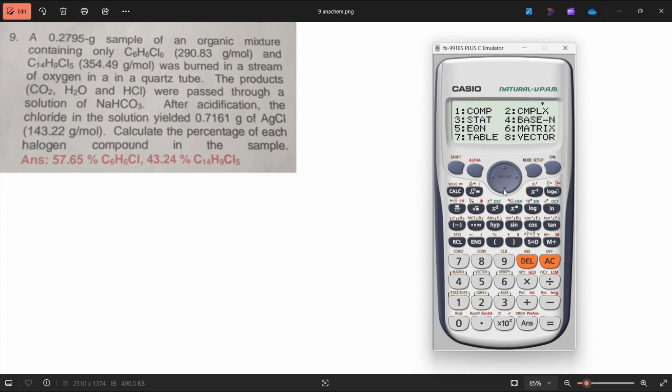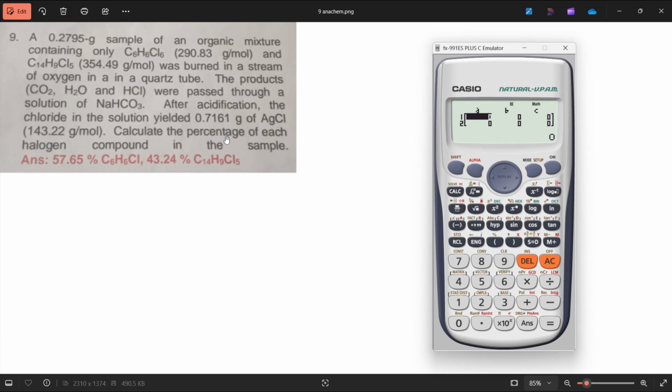So, mode setup, press 5 for equations, and then press 1 because we only have 2 unknowns here, still the same as the previous problem. So we'll just set up the equations over here. Okay, so a 0.2795 gram sample of an organic mixture containing hexachlorobenzene was burned, and then it was acidified, and then it yielded 0.7161 grams of silver chloride. So we need to calculate each percentage of the halogen compound in the sample.